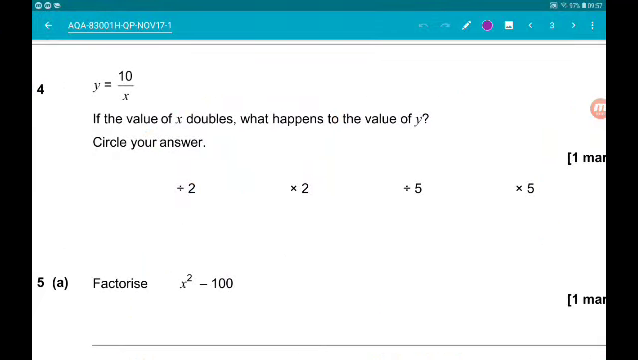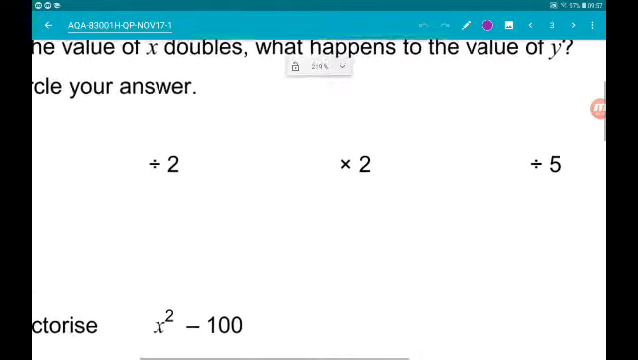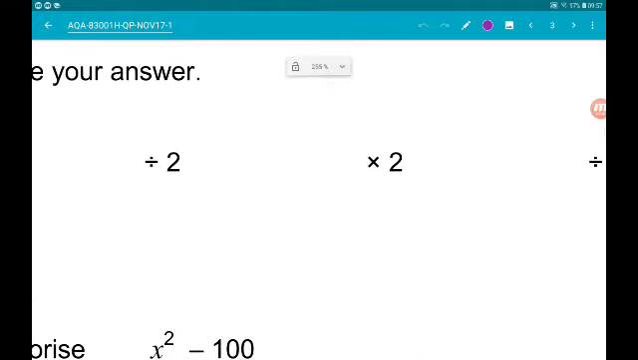Okay, question 4. y is equal to 10 over x. If the value of x doubles, what happens to the value of y? So this is inverse proportion because x is on the bottom of the fraction. So whatever x does, y will do the opposite. So if x doubles, y gets divided by 2. It's halved.